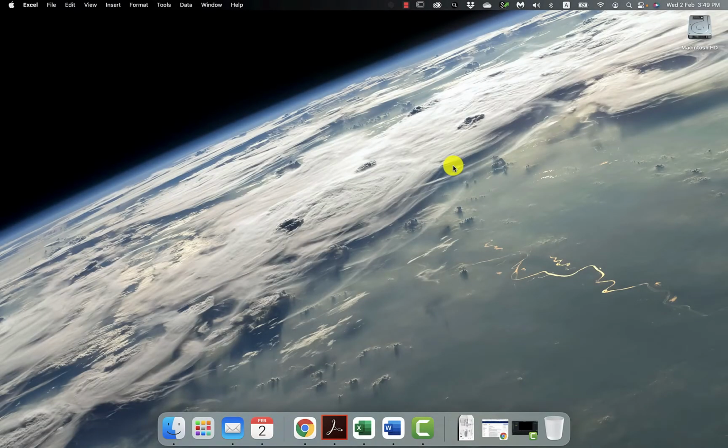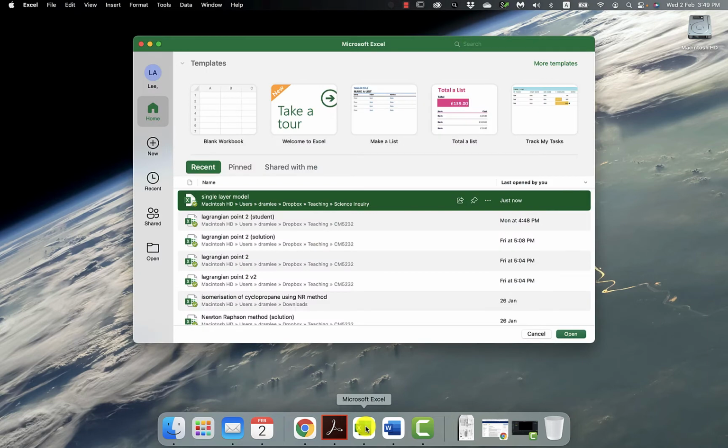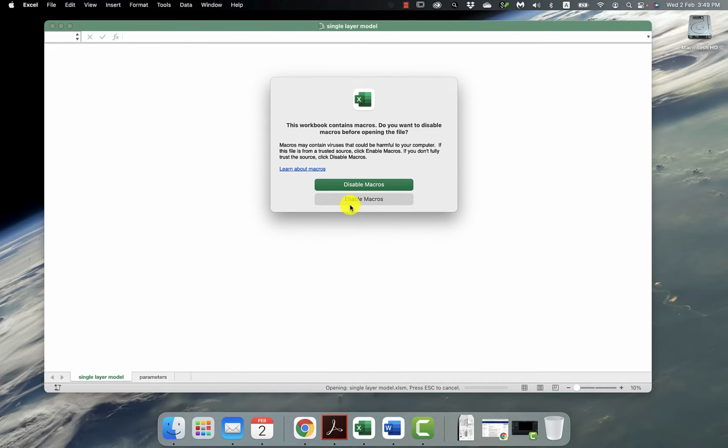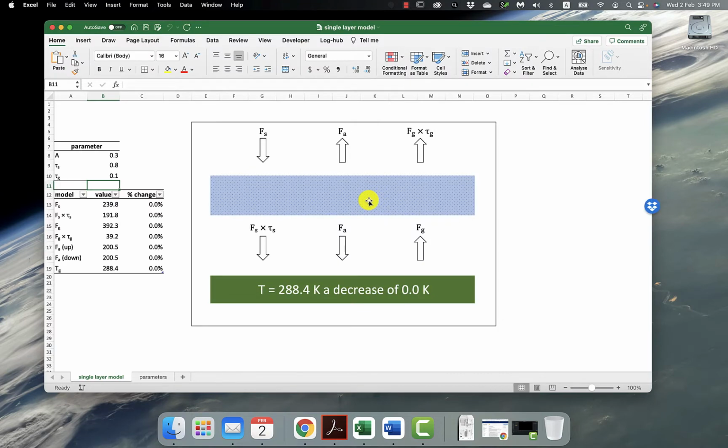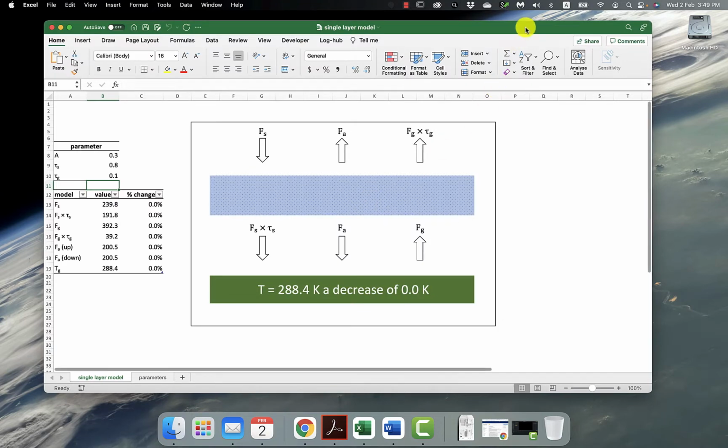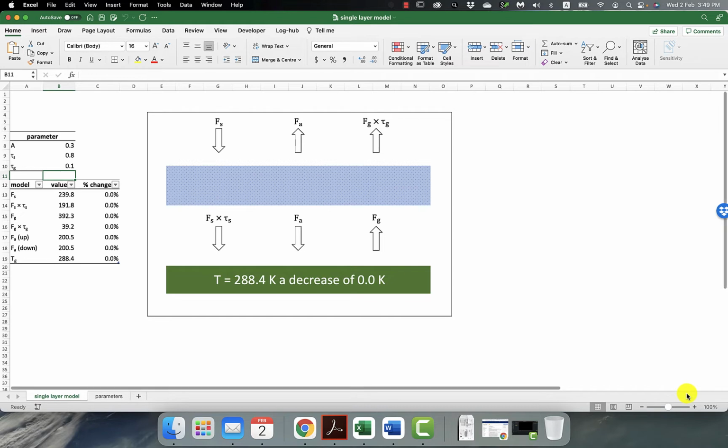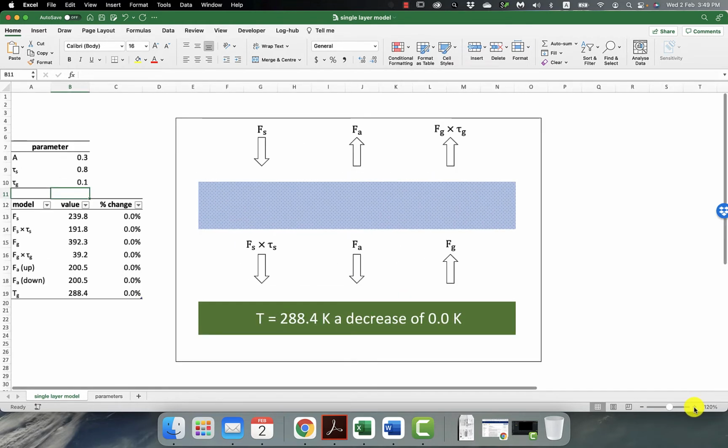Welcome to this screencast that I'm putting together to help you understand an Excel visualization of the single layer model discussed in the week 5 lecture. So to start, we need to open the Excel spreadsheet. Note that this Excel file has an embedded macro, and we will need to enable macros on startup. Just going to maximize this window and perhaps make the text a little bit bigger.